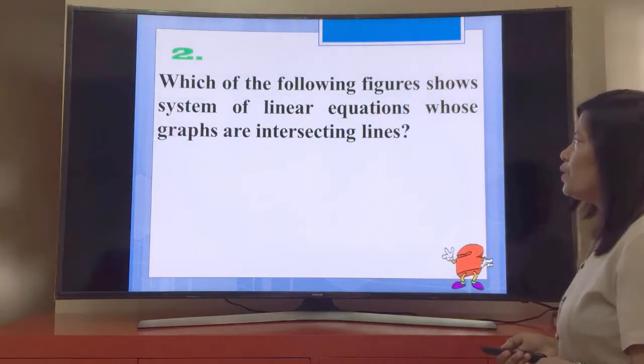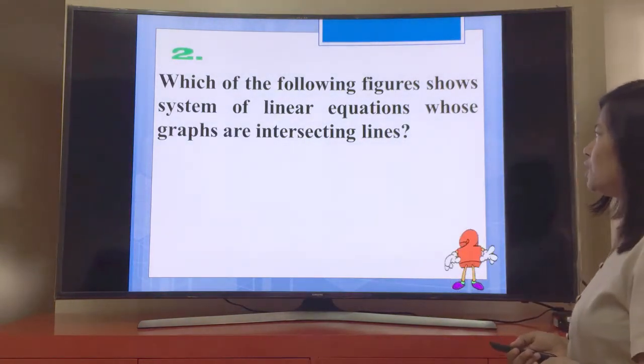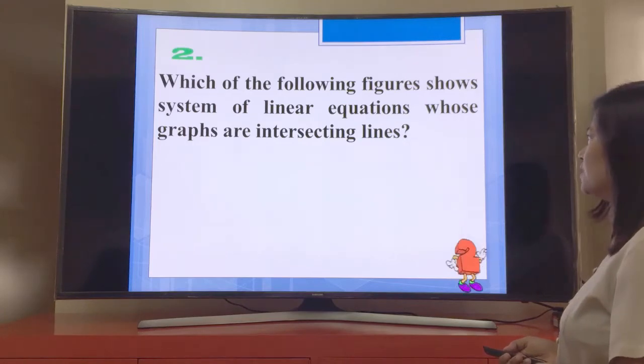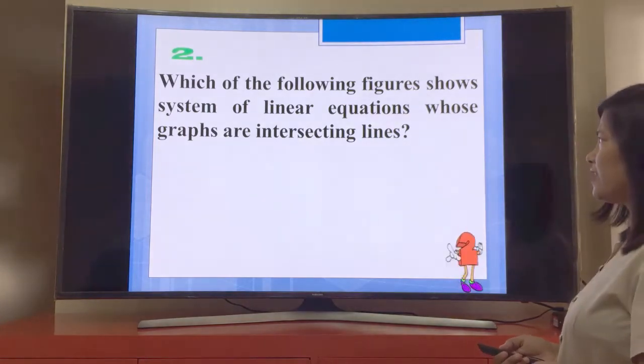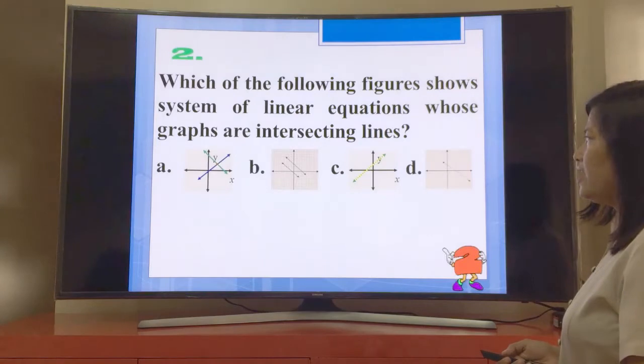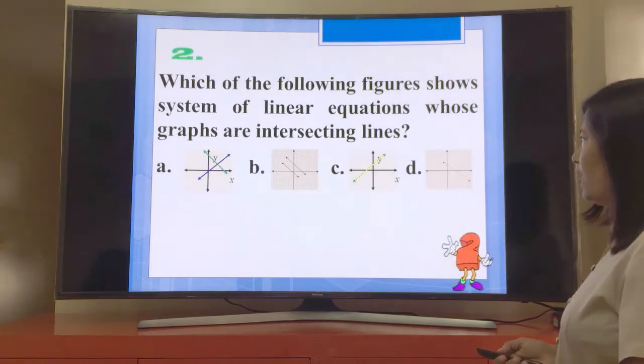Question number 2. Which of the following figures shows system of linear equations whose graphs are intersecting lines? Is it A, B, C, or D?